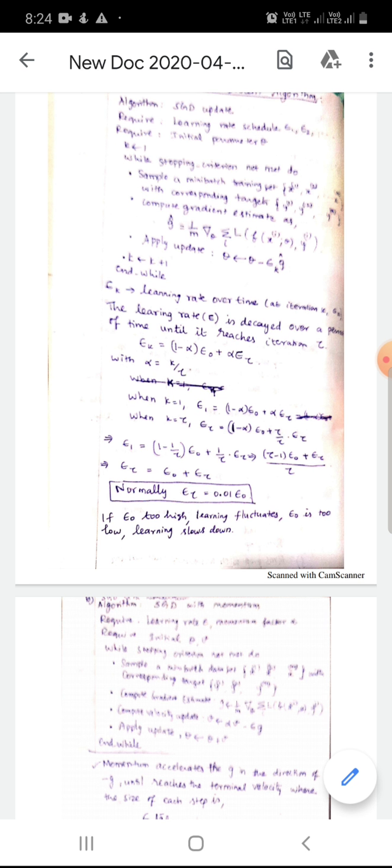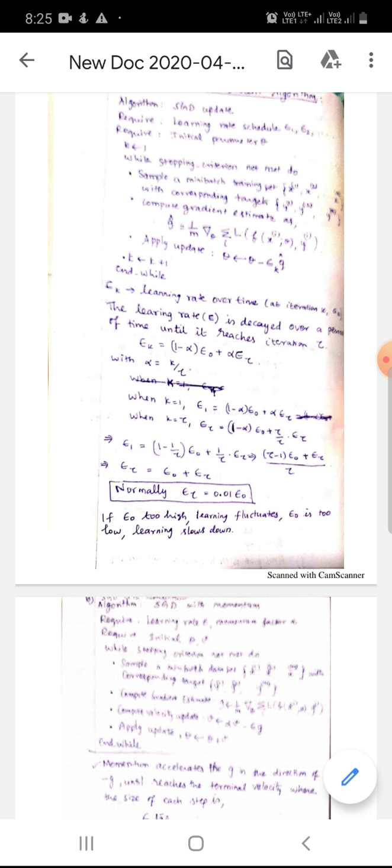The algorithm name I mentioned is SGD update, and it requires a learning rate schedule for every iteration, which is nothing but equivalent to the eta parameter in our ML. So it is termed as eta 1, eta 2, etc. Until there are k iterations, it is going to have eta 1, eta 2 up to eta k. And what else it needs is the initial parameter theta to be optimized for minimizing the cost function. So while the stopping criterion is not met, in the sense that we reach the lowest cost of the function, that is the criterion for a deep learning model.